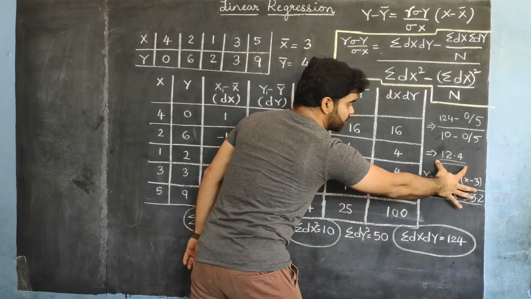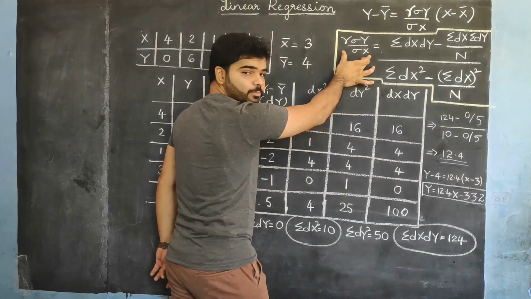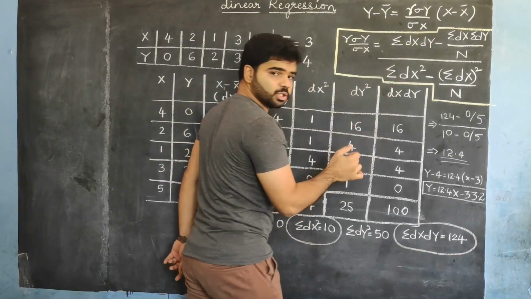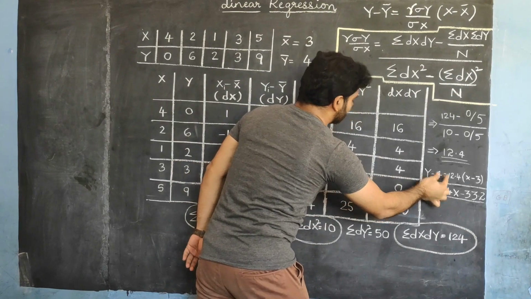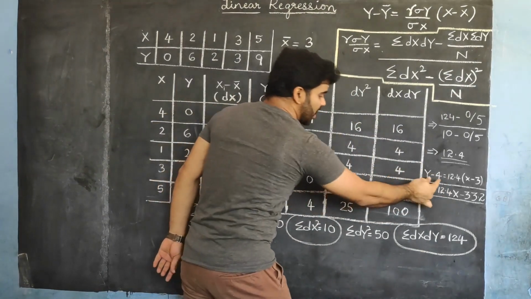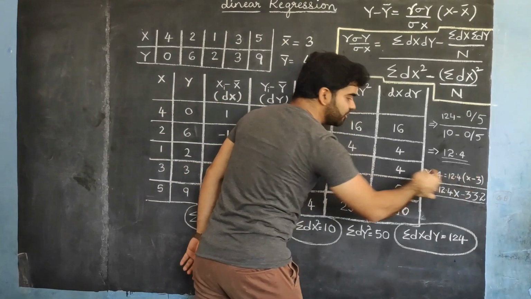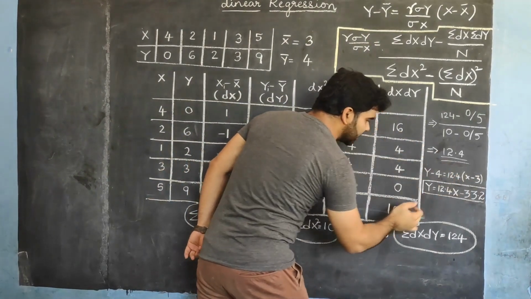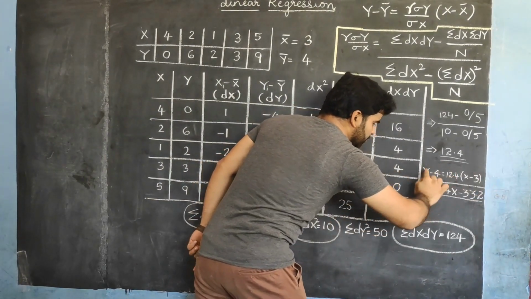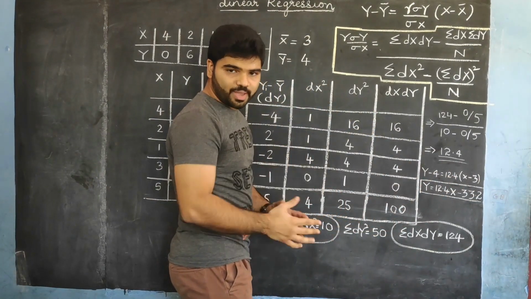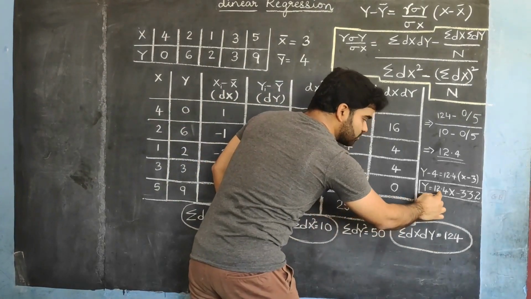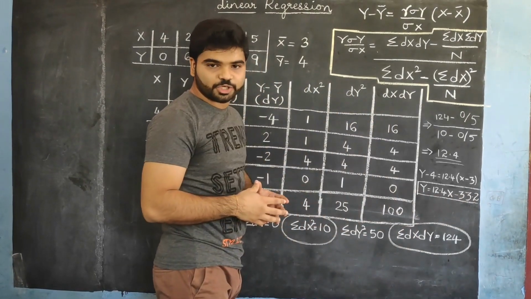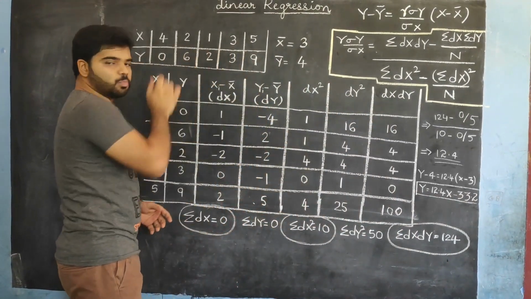Now we will substitute the value of r sigma y by sigma x, which is the regression coefficient, in this equation, where y minus y bar, and as we know y bar equals 4, so y minus 4 equals 12.4 times x minus x bar, where x bar equals 3, so x minus 3. Now we will write this equation in the format of y equals mx plus c. So y equals 12.4x minus 33.2 is our line equation which fits this model.